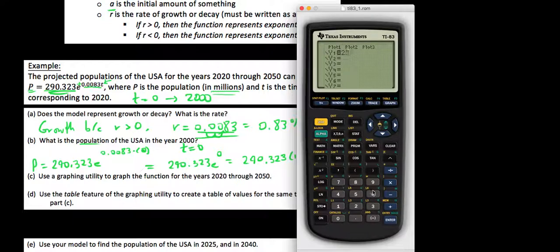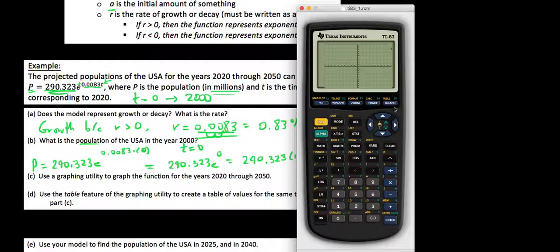So when we type this in, we say 290.323 e to the power of 0.0083x. And we have to put an end parenthesis on this because all of that, 0.0083 times x, is up in our exponent. So now, if I hit graph at this moment, what you're going to see is not a whole lot.